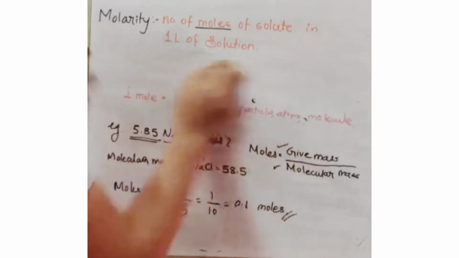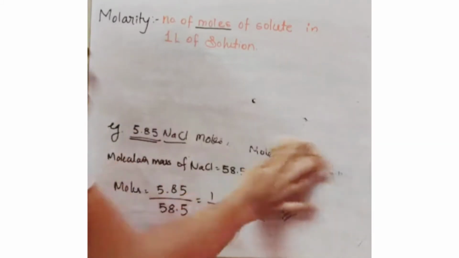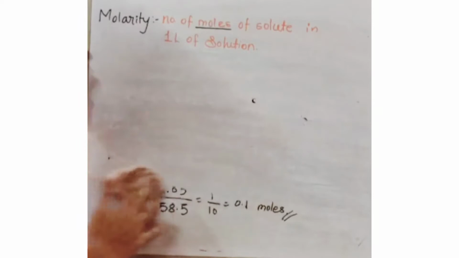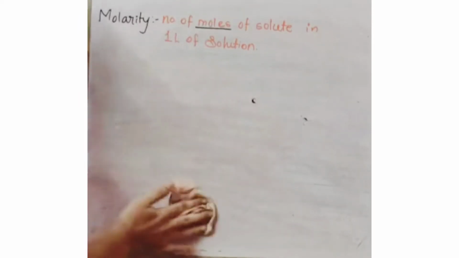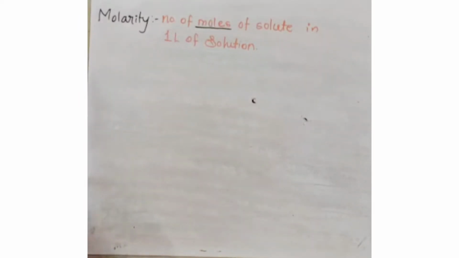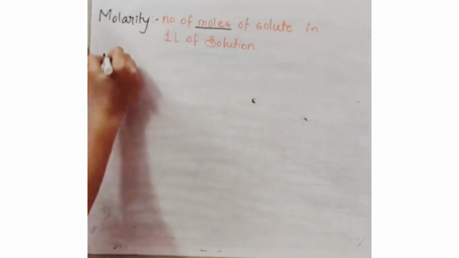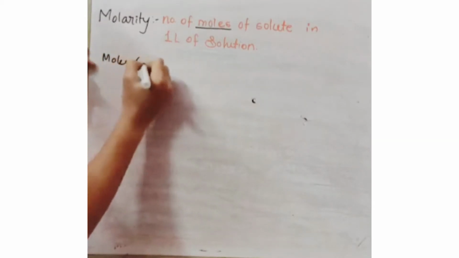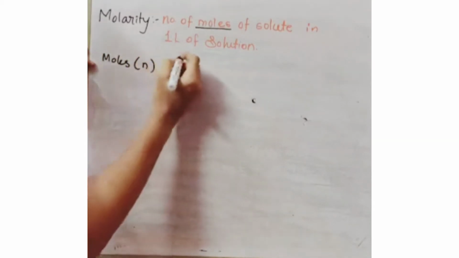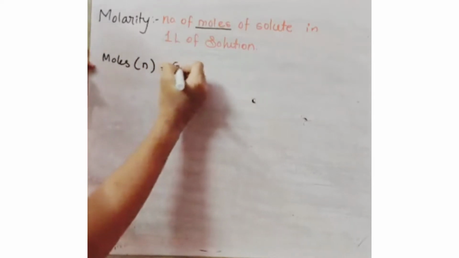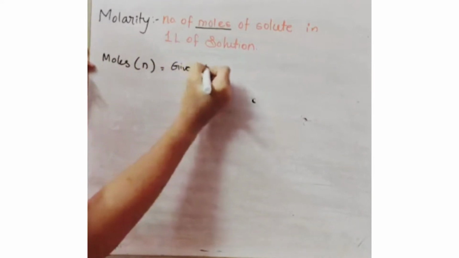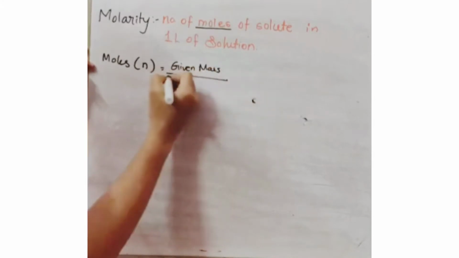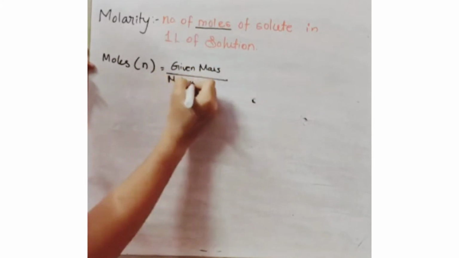Now we will get back to our molarity concept. So we have a formula for molarity also, which we will be using for our numericals. Okay, so let's move ahead. So we know the formula for moles. It is nothing but moles we denote as N, and it is given as given mass upon molecular mass. ठीक है, upon molecular mass.